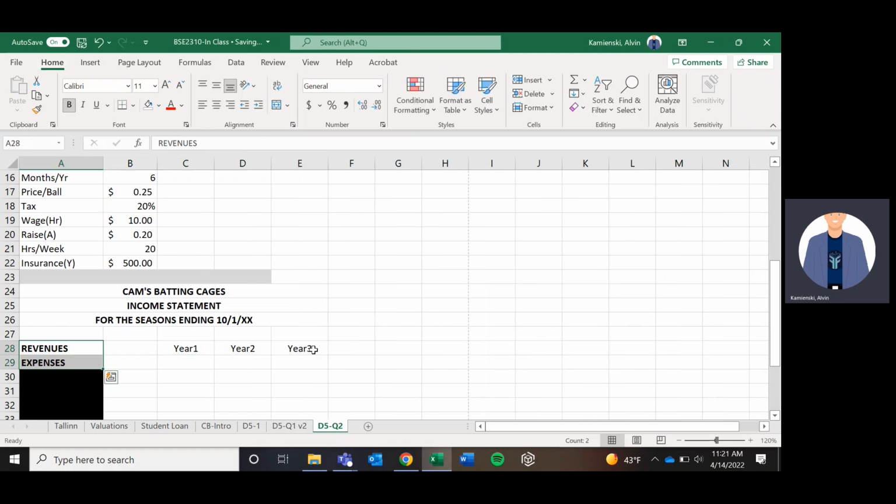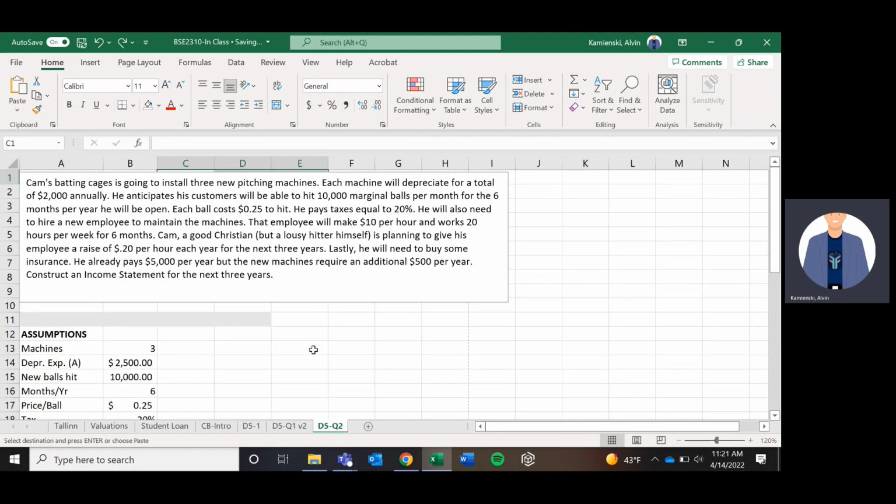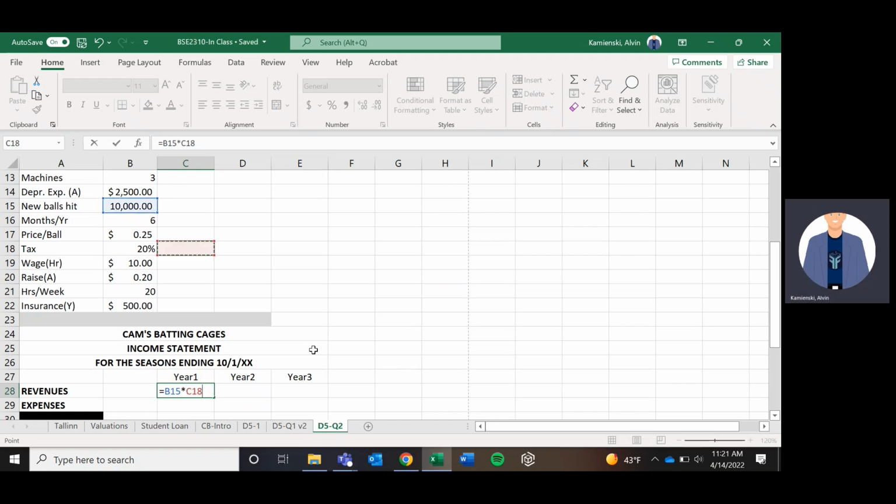What will his revenues and expenses look like? Okay, so year 1's revenues. How much new money will the pitching machines make? That is equal to 10,000 new balls. Each ball that gets hit is 25 cents. That 25 cents then amounts to his new revenues.